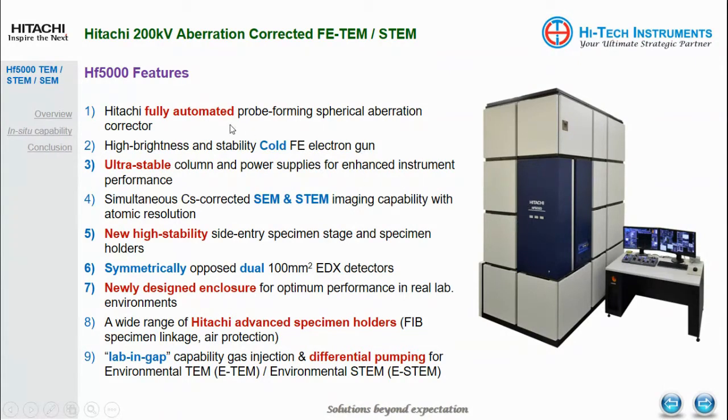It comes with the Hitachi fully automated proprietary spherical aberration corrector for atomic resolution imaging. And it has the high brightness and stability CFE electron gun and ultra stable column and power supplies for measurement. And it can do simultaneous Cs corrected SEM and STEM imaging capability with atomic resolution. And it has a new high stability side entry specimen stage and specimen holder. It's actually covered by this box.